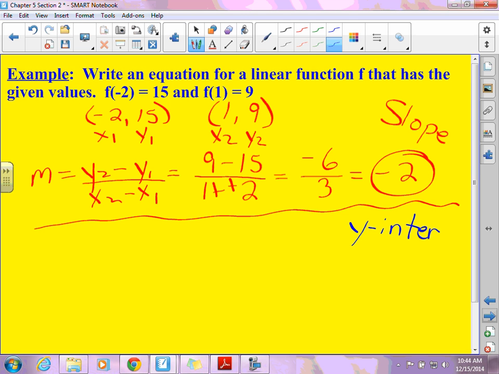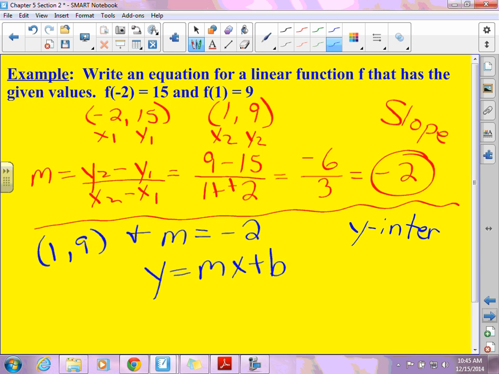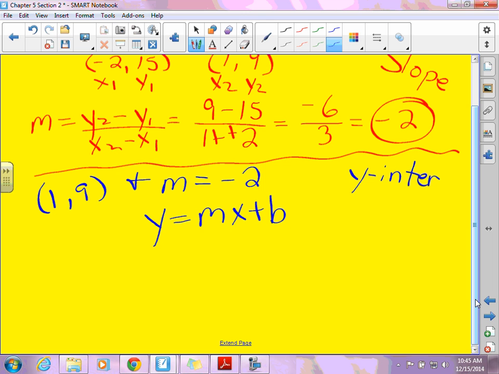What's my y? 9 equals -2 times 1, plus, excellent, plus b, because that's what I'm trying to find. Right? I'm going to use my algebra magic. 9 equals -2 plus b. I'm going to add my 2. And I get 11 equals b.